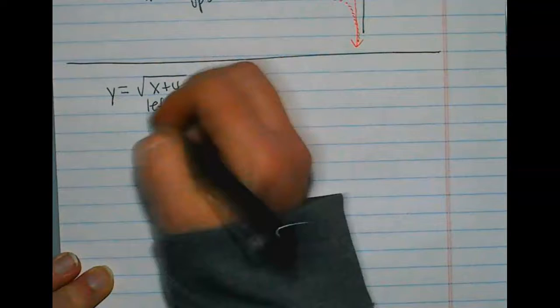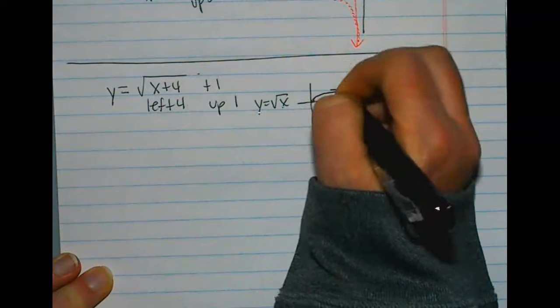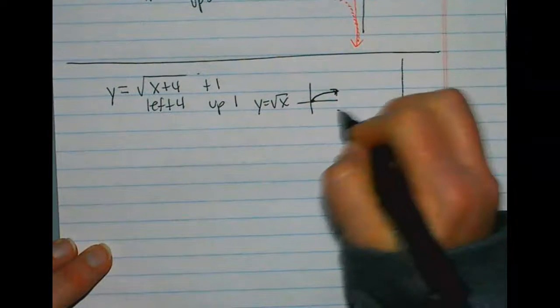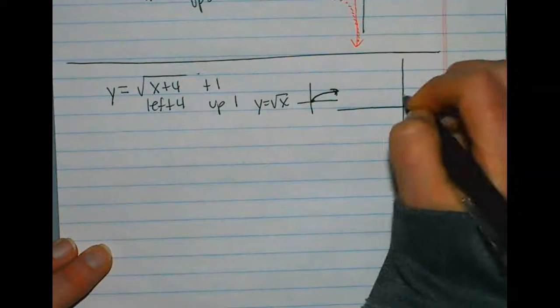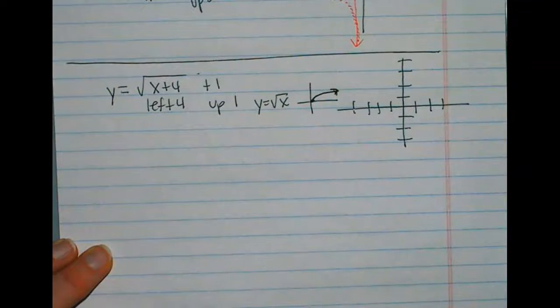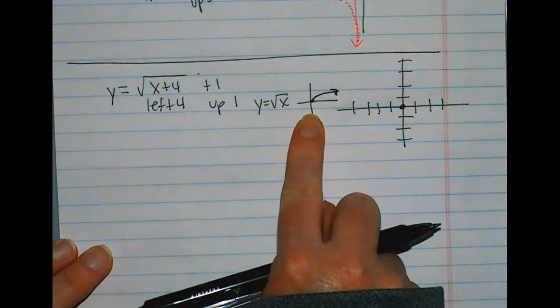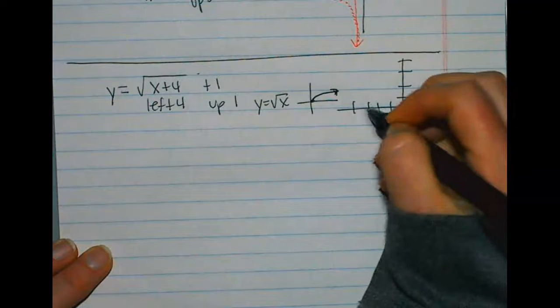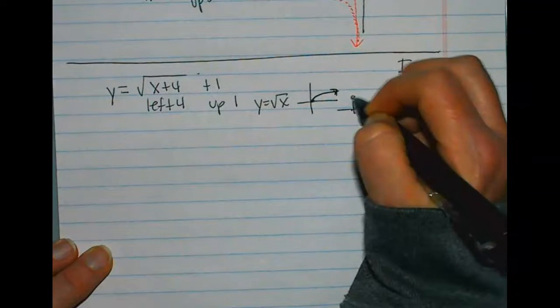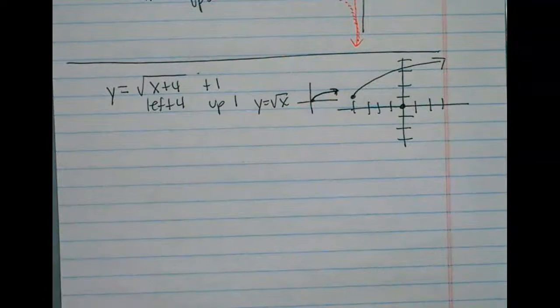The parent function is y equals the square root of x, and it usually looks like this. It kind of goes up there. And ours that's been shifted is not starting at 0, 0 like the parent function. It's going to shift left 4, 1, 2, 3, 4, and up 1. So it starts right here, but it's going to have the same basic shape of the square root function.